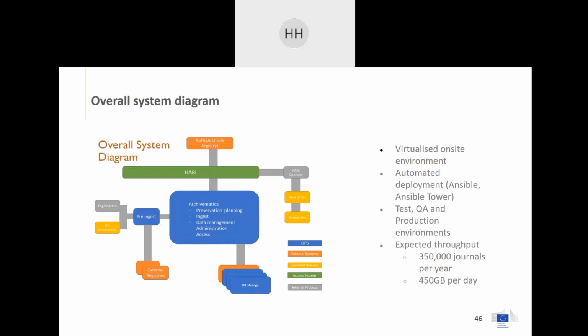Next slide, please. So this is the overall system diagram. We have a virtualized on-site environment, which is automated deployment from Ansible Tower. We have Linux servers and also a tape robot as a bit storage. We have different environments. We have one production environment and one QA, and we try to mirror the environments to make it as similar as possible, so we can do all our tests in the QA. We have an expected throughput of about 350,000 patient journals every year, and about 450 gigabytes per day.